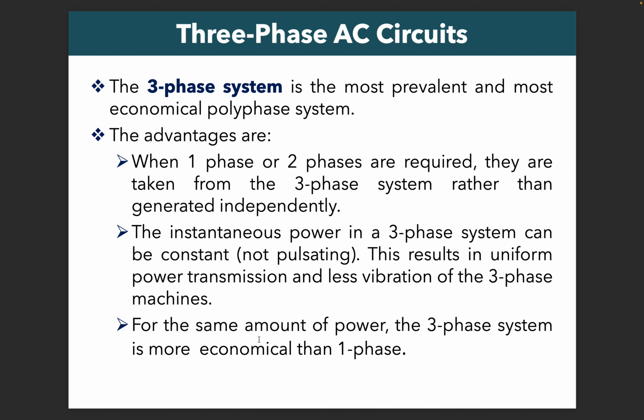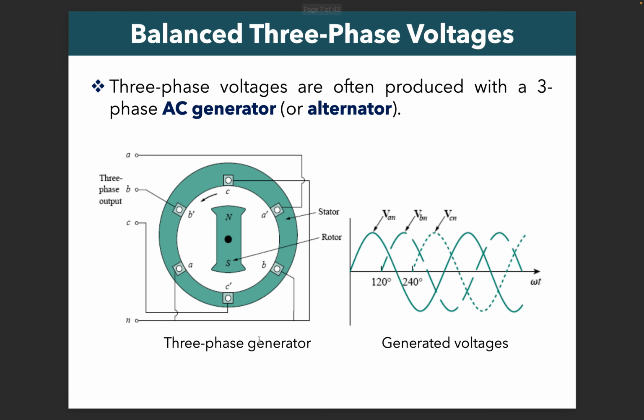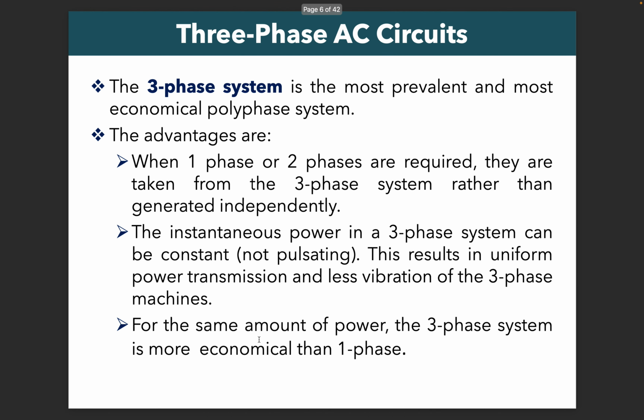Other advantages which I didn't list include a higher power to weight ratio. Higher power to weight ratio simply means that a small transformer can produce high power. We don't need a lot of material to generate high power. That's why we have a high power to weight ratio. We have high power or current delivery in a three-phase system as compared to a single phase.